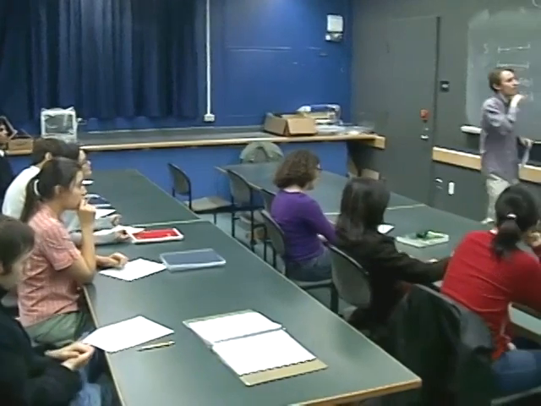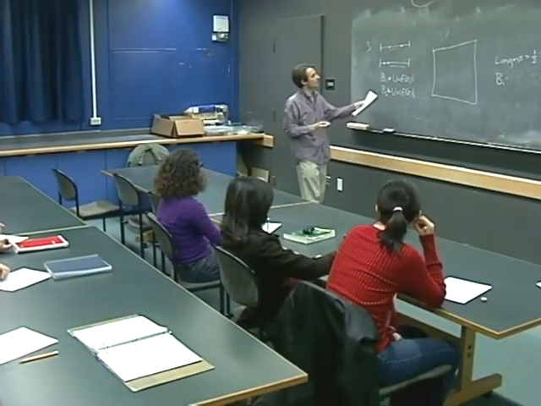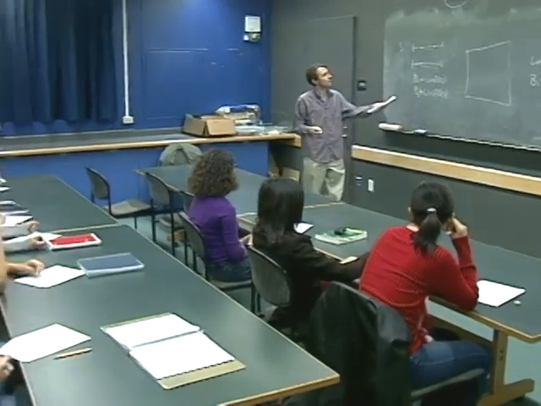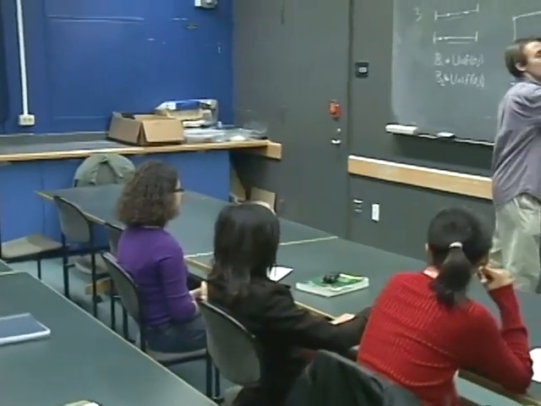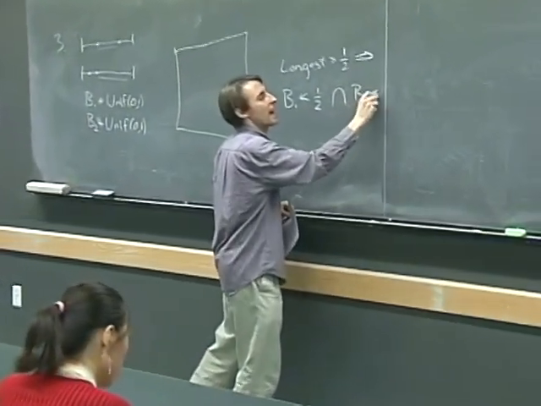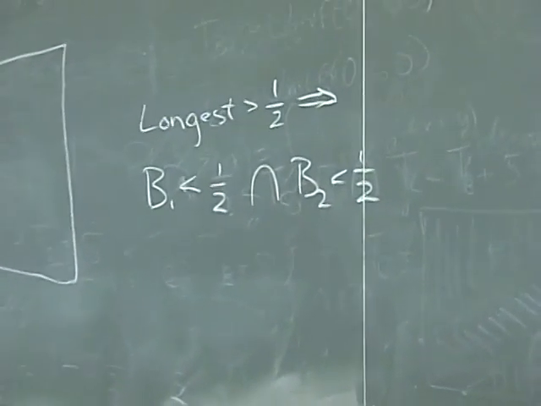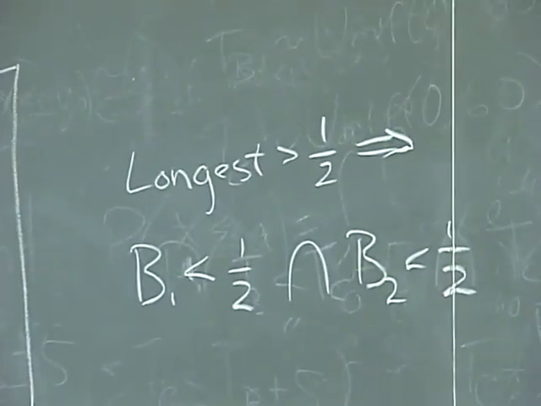Okay. So, hold on a second. So you said the sum of the two lengths, B2, is less than 1. Well, it depends on how you order them. But I think a more formal way to put it would be B1 is less than half, intersect, B2 is less than half. Okay, so if both of those conditions hold, then the longest piece will be greater than a half.